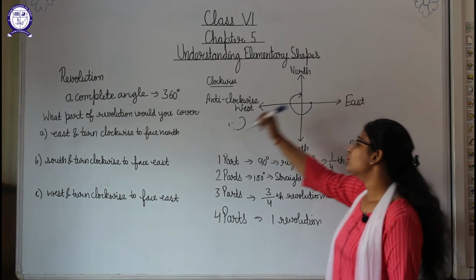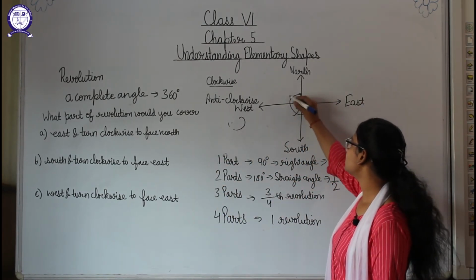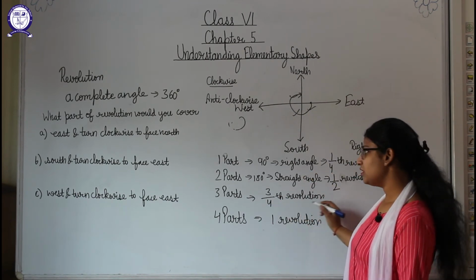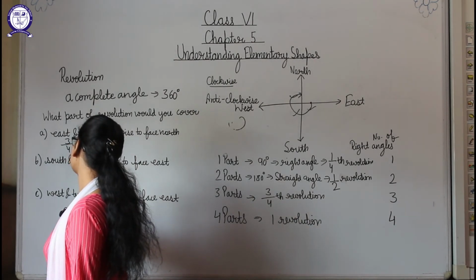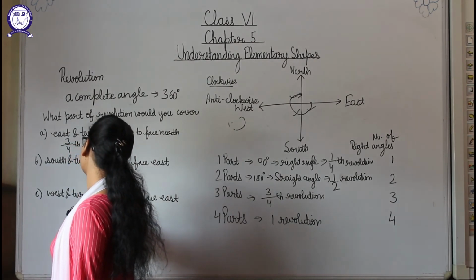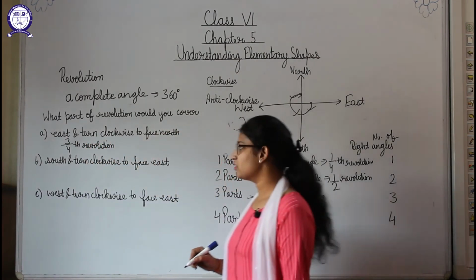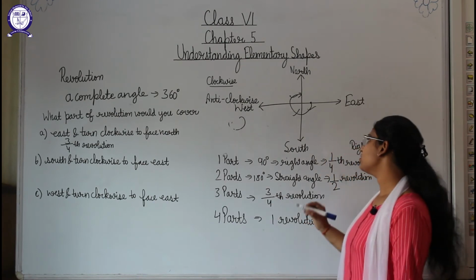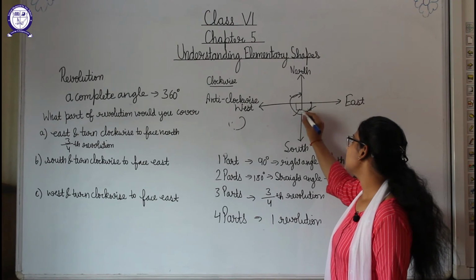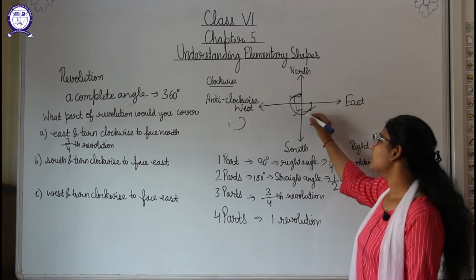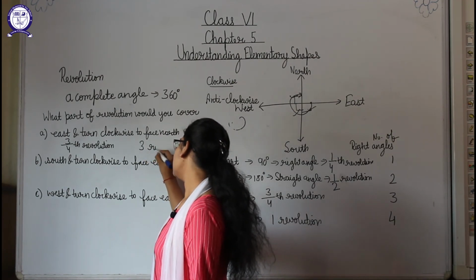Now you have to tell the part of the revolution you are covering. How many parts are we covering here? 1, 2 and 3. It means 3/4 of the revolution we are covering. So we will write that 3/4 of the revolution we are covering when we move from east to north clockwise. And also, how many right angles are we covering? This is one right angle, this is the second one, and this is the third one. So we are covering 3 right angles, or we can write 3 right angles.